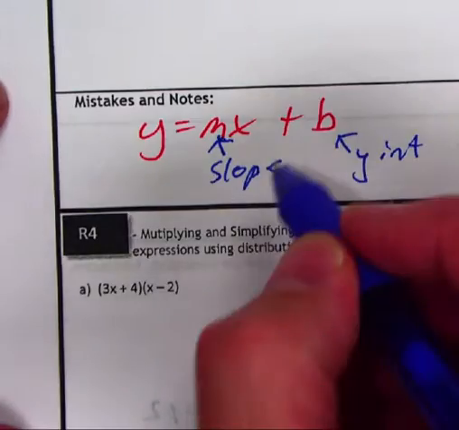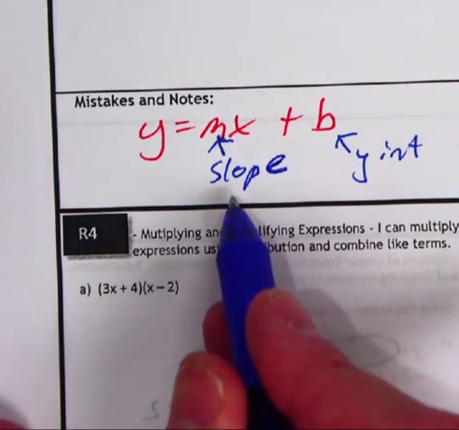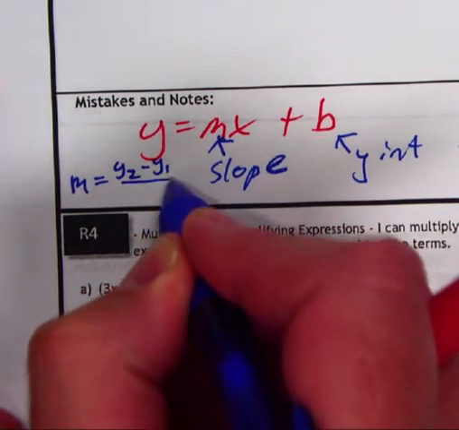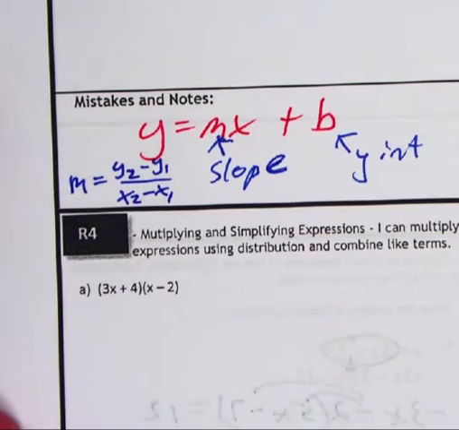Now some of you are very used to doing the slope formula or slope equation. That's where m equals y sub 2 minus y sub 1 over x sub 2 minus x sub 1. And you can go ahead and use that if you want. I'll show you a little bit of a different technique in this video as well.